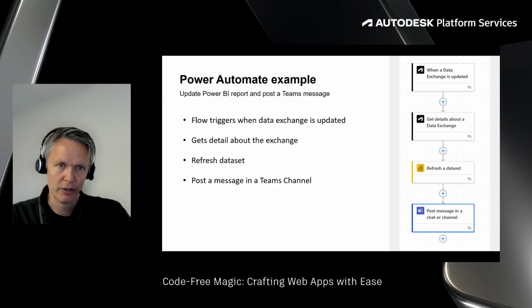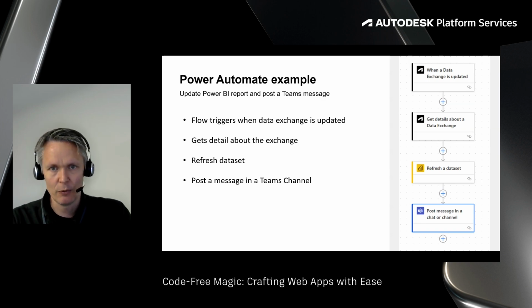And here is how it works. First, you trigger the flow. The flow is set to trigger whenever a particular data exchange is updated. This ensures that any changes in the data are immediately recognized. Then you retrieve exchange details, because once triggered, the flow will retrieve the necessary details about the updated data exchange.